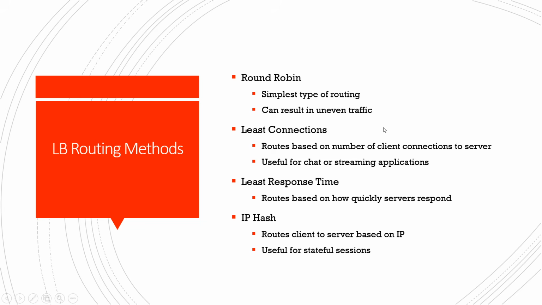Second is least connections. So if you have an app that is doing chat or streaming applications where your users are staying persistently connected to the server, this is a way to make sure that none of the servers get too many connections. The load balancer will communicate back and forth with the servers and keep track of how many connections each is currently serving, and it will route to whatever server has the least at this moment.